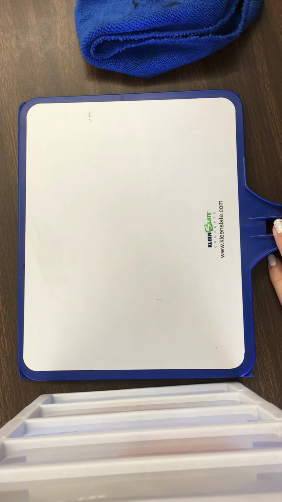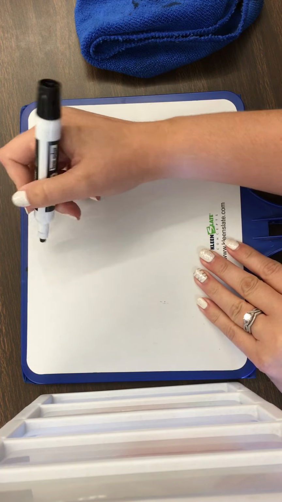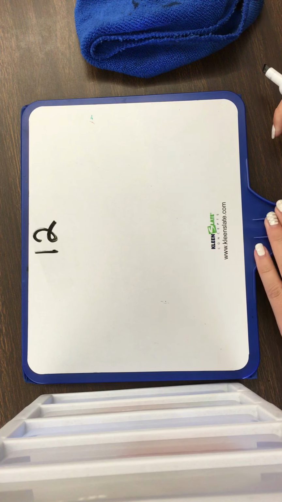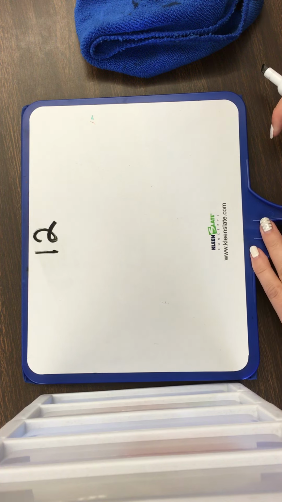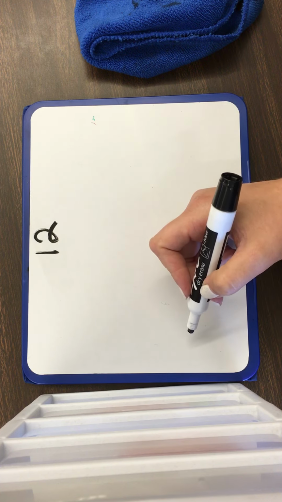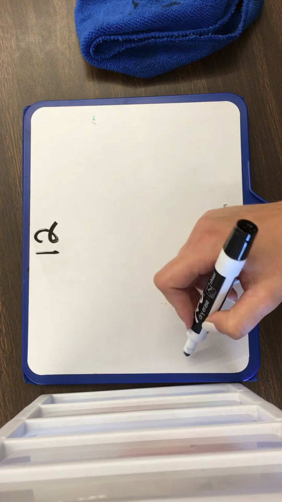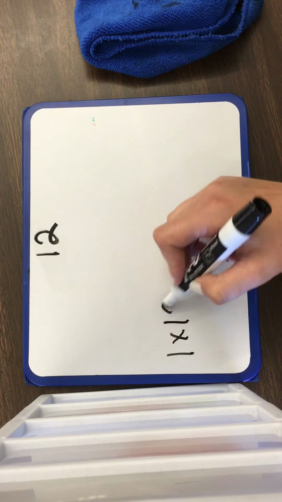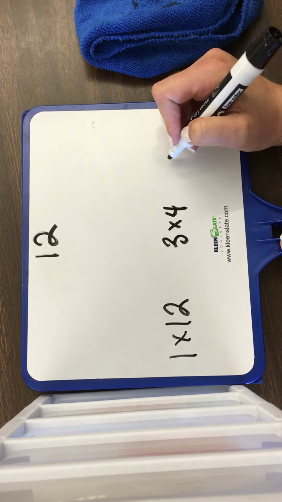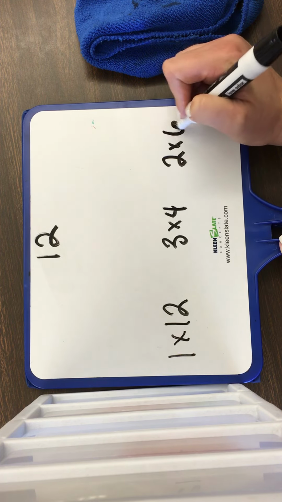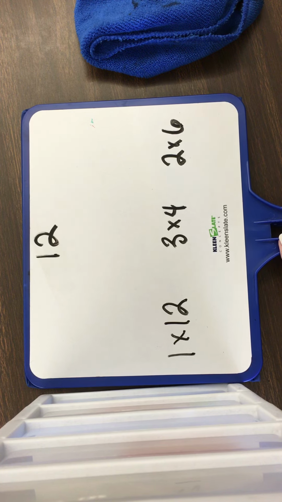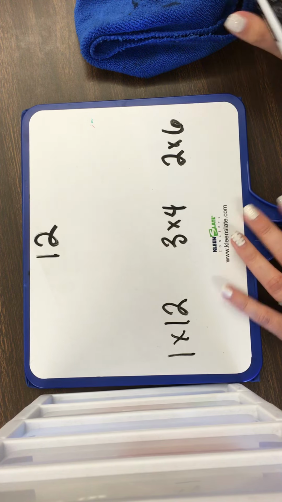So, for instance, if I'm finding the factors of 12, one of the first steps I tell them to do, which I tell them is optional, is at the bottom, write the different multiplication sentences that you can write to get 12. So we have 1 times 12, and 3 times 4, and 2 times 6. Okay, so those are the different multiplication sentences that we can write to make 12.